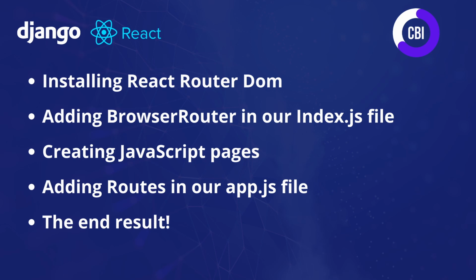We're going to start by installing React Router DOM version 6, which is going to enable page navigation in our React frontend. Next, we're going to add browser router from React Router DOM to our index.js file. As a follow-up, we're going to create different JavaScript pages because we want to navigate to different pages based on the URL. And we're going to add different routes in our app.js file because those are going to be the different places our user can navigate to. And in the end, we're going to check out the result and see whether everything works the way we expect.